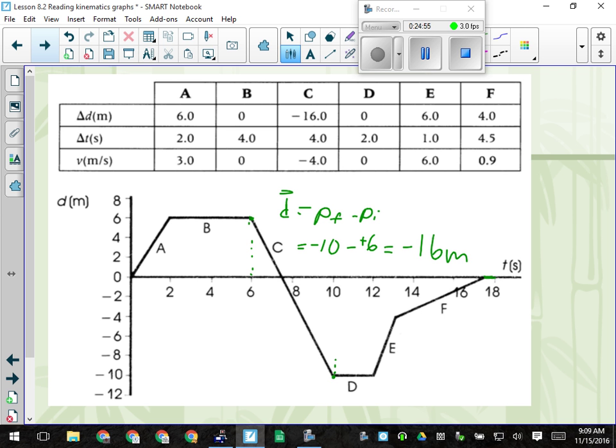Yep, negative 4 meters per second or 4 meters per second backwards. Okay, either one will be acceptable. How did we figure that out? V equals d over t. We just calculated what d was. It's negative 16 meters. Part C runs from 6 to 10 seconds, which is 4 seconds. 16 over 4, 4 meters per second negative.